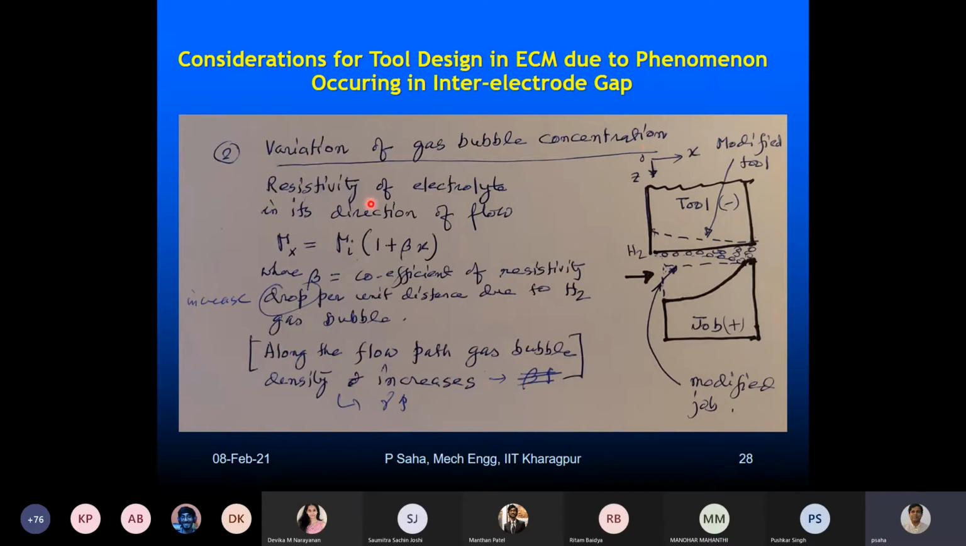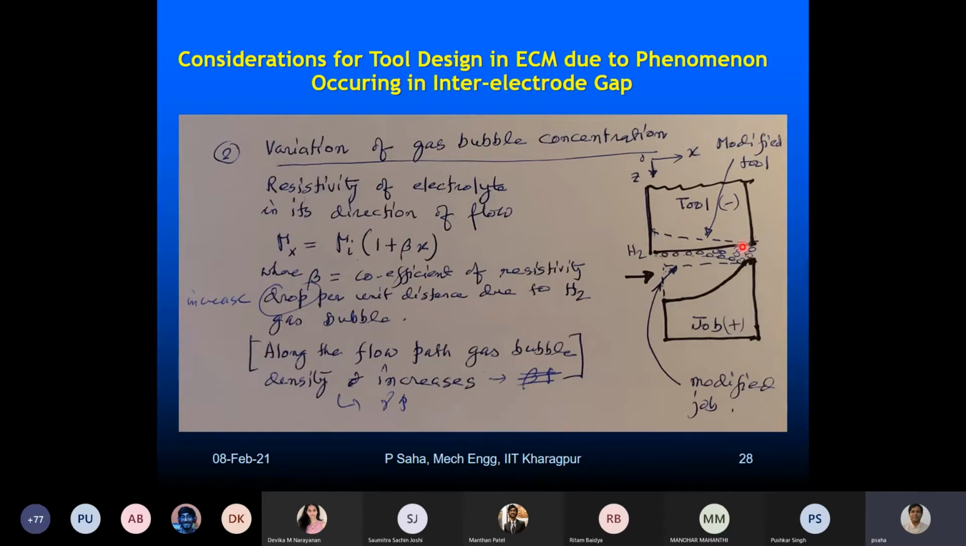We know the resistivity of the electrolyte in its direction of flow is going to change like this: gamma x, at a distance x from the inlet, will be the gamma value at the inlet into (1 plus beta x), where beta is the coefficient of resistivity increase per unit distance due to the presence of hydrogen gas bubbles. So resistance is increasing.